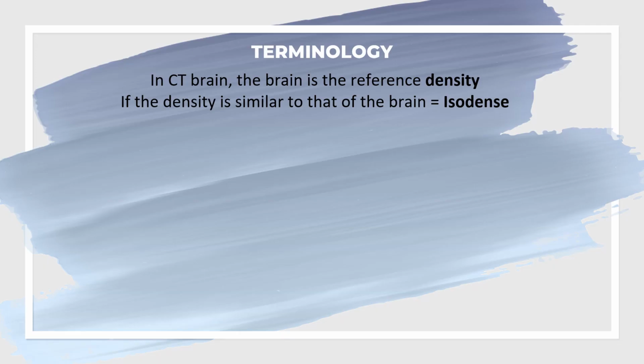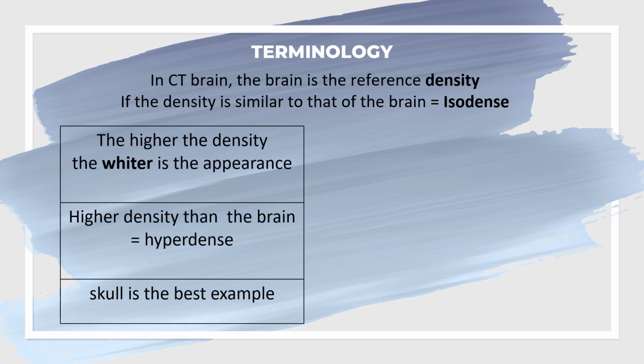In CT brain, the brain is the reference density. If the density is similar to that of the brain, we call that area isodense. The higher the density, the whiter it will appear in CT brain, and we call that area hyperdense. The best example is the skull.